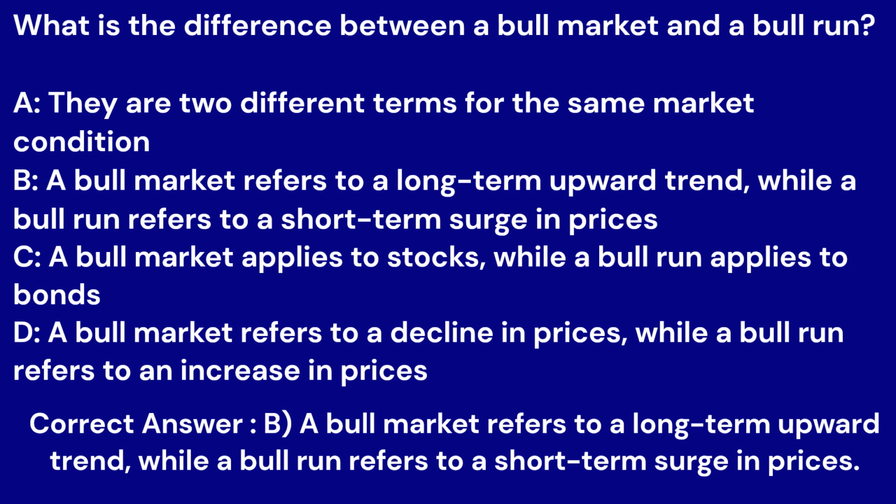The correct answer is option B, a bull market refers to a long-term upward trend, while a bull run refers to a short-term surge in prices. A bull market generally indicates positive investor sentiment and rising stock prices over an extended period, while a bull run is a shorter, more intense period of price appreciation.